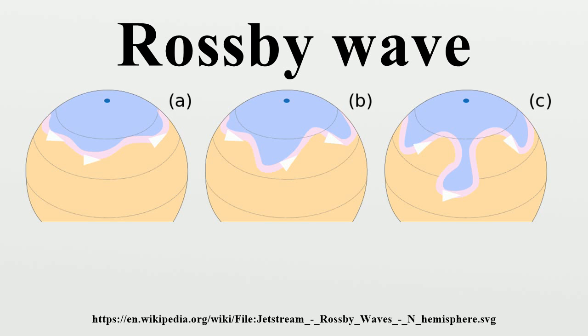Rossby waves may be partly responsible for the fact that eastern continental edges, such as the northeast United States and eastern Canada, are colder than western Europe at the same latitudes.